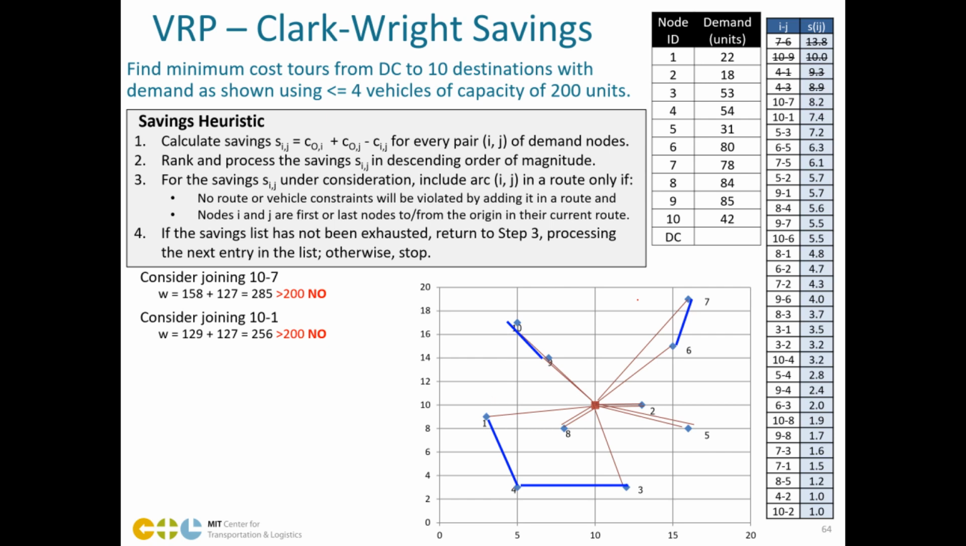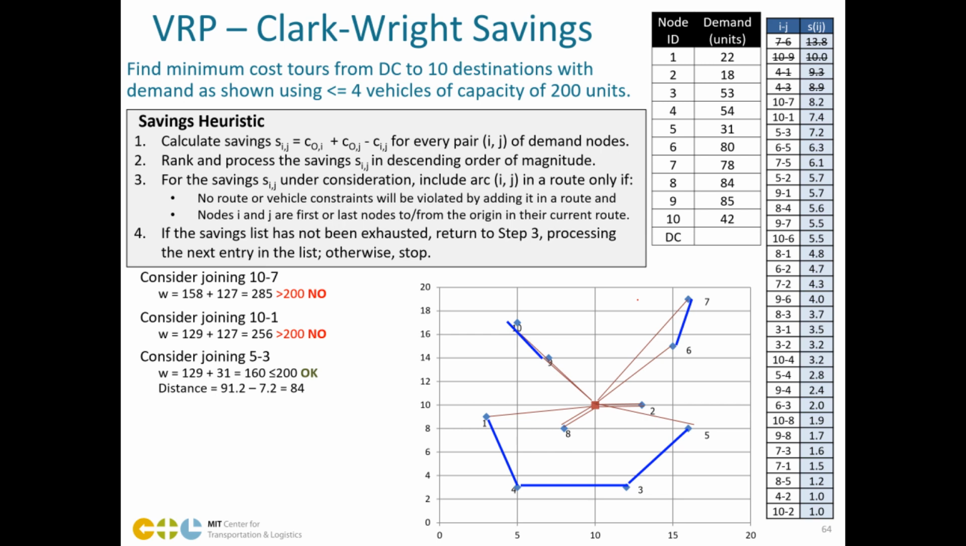I go to the next one, nodes 5 and 3. That one can be added. 3 is an end node on the tour, it's not interior, so I can add that and check the capacity. I'm adding 31. It was at 129, so that's good to go. So I add that one, and I'm turning into a rather large tour down there.